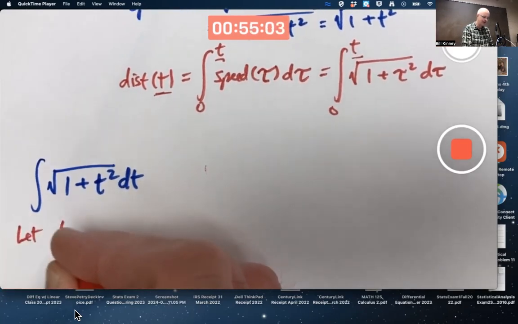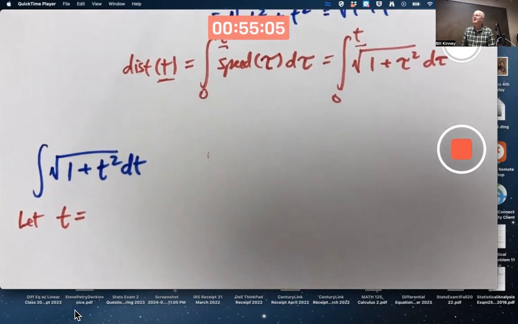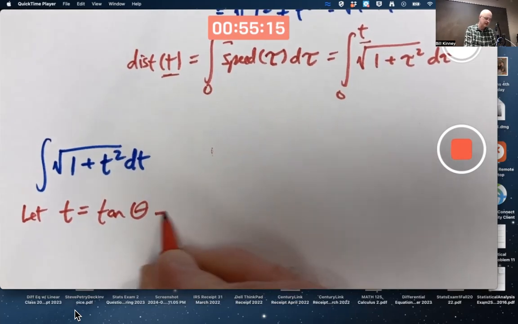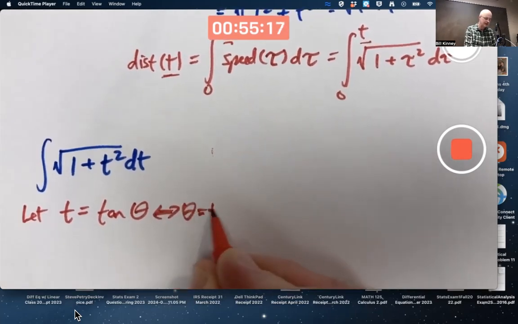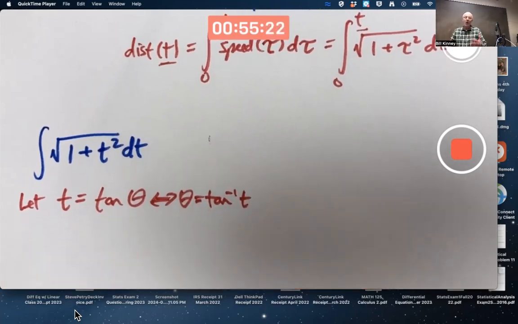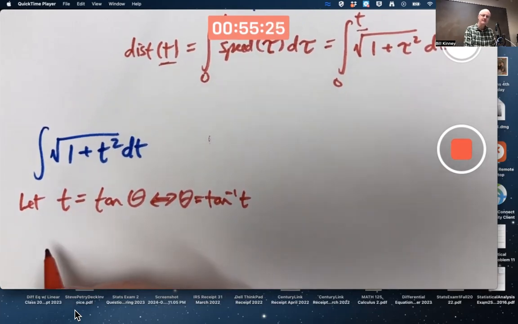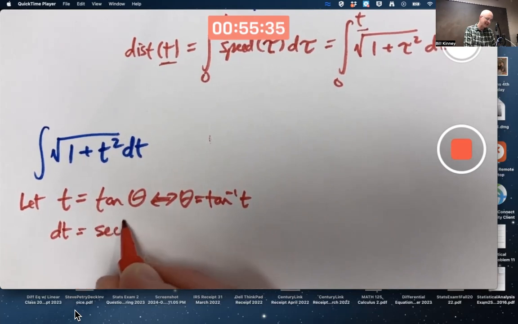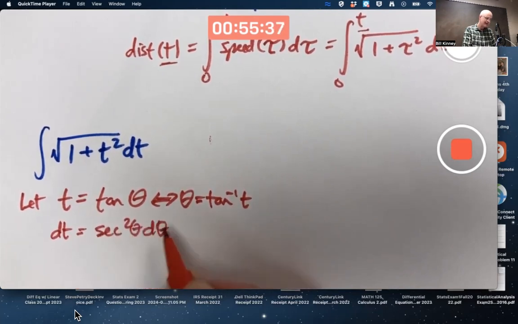What trig substitution do we do to start with? Sine? No, not sine. In this case, it turns out to be best to do tangent. Let t equal tangent theta so that theta is inverse tangent of t. That's best. Why? We'll see here in a second. If I let the variable t be tangent of theta, that means dt will be the derivative of tangent, which is secant squared theta d theta.